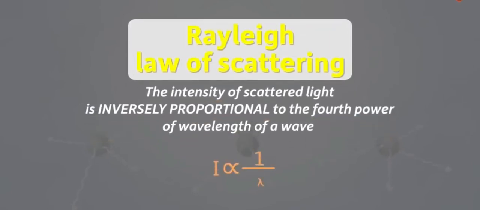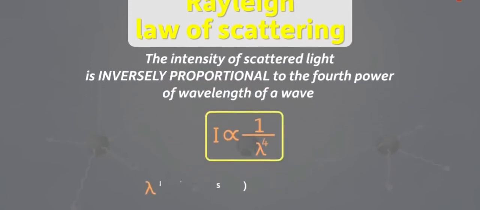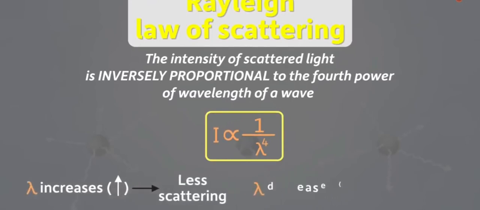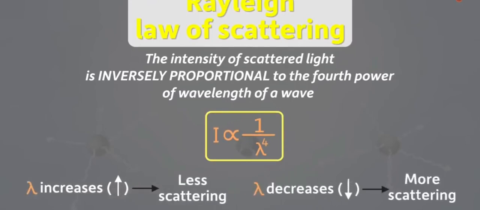I is inversely proportional to lambda to the fourth power. If the value of lambda increases, then the intensity will be lower. If its value decreases, then the intensity of scattering will be more. Lesser the wavelength, more will be the scattering.